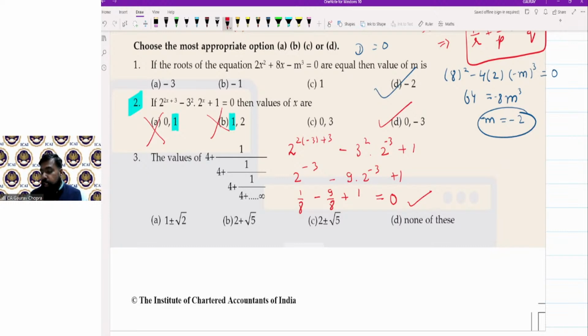So Ritu has given the answer. Ayushi Bothra has also given the answer. Manish has also given. Okay.